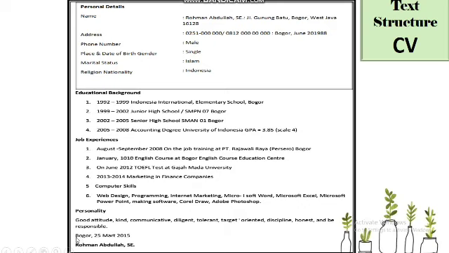Oke. Kemudian jangan lupa alamatnya serta tanggal. Oke, ini cara menulis CV. Oke.